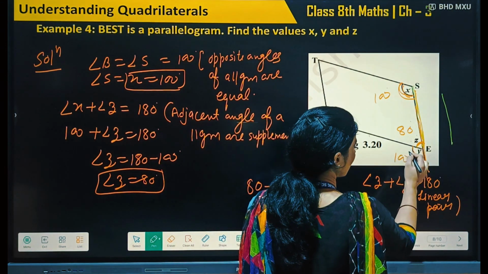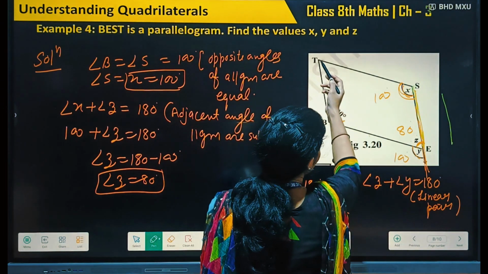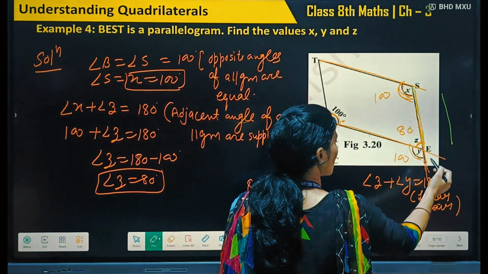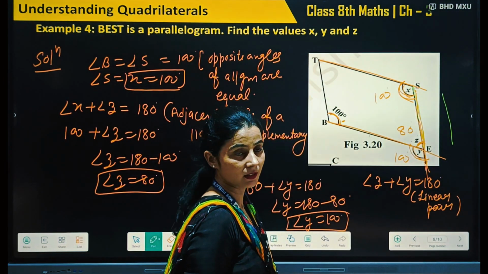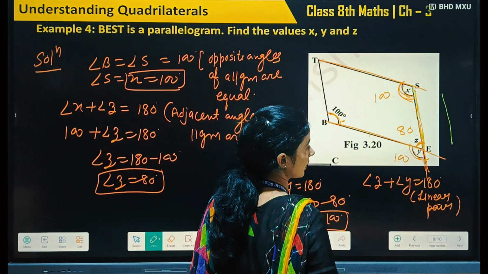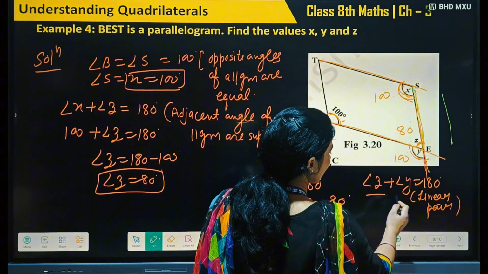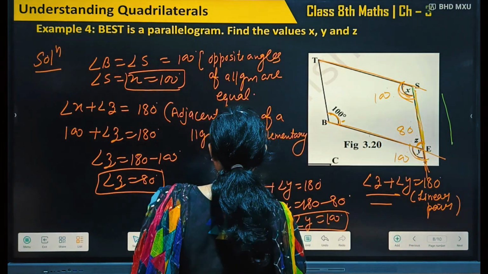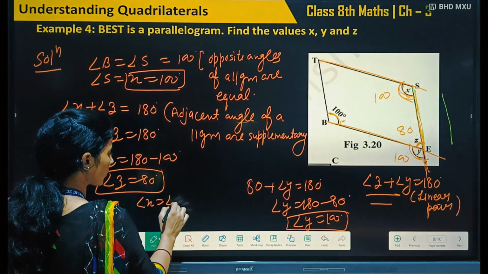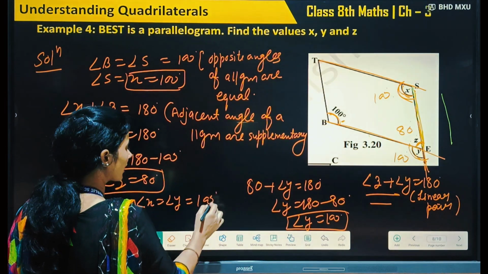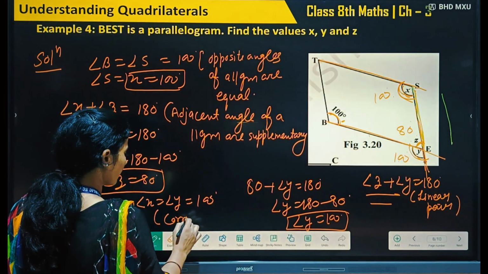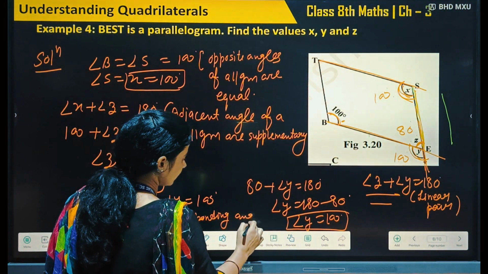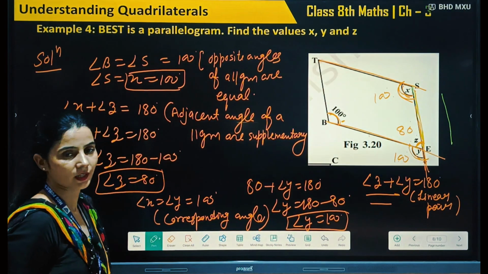This also 100. You can see these two lines are parallel and these angles are corresponding angles. In this way also you can calculate, leaving this one step. Angle X equals angle Y and both will be 100 degree. The reason is corresponding angles.